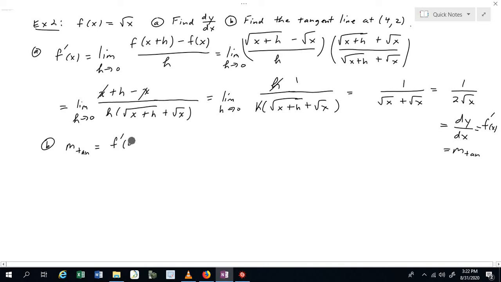So f prime evaluated at 4, and that'll give me the slope of the tangent line when x is equal to 4. Okay, and so you get 1 over 2 times the square root of 4, which is just 1 over 2 times 2, right? 1/4. And we know it goes to this point 4, 2, so we can use the point slope formula to find the equation of the tangent line.